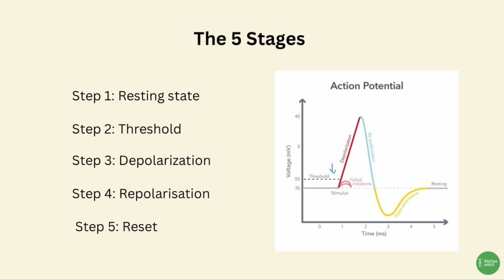Now comes step 3, called depolarization. It can also be called the rising phase. Here, there's a rapid Na plus influx, which makes the membrane positive. Because of this large change in the membrane voltage, it results in an action potential. On this diagram over here, you can see that the red line represents step 3.